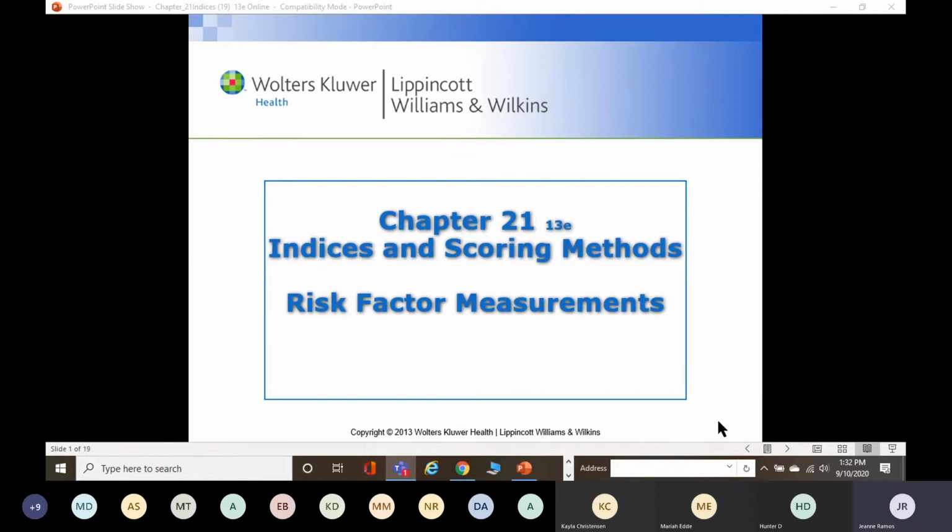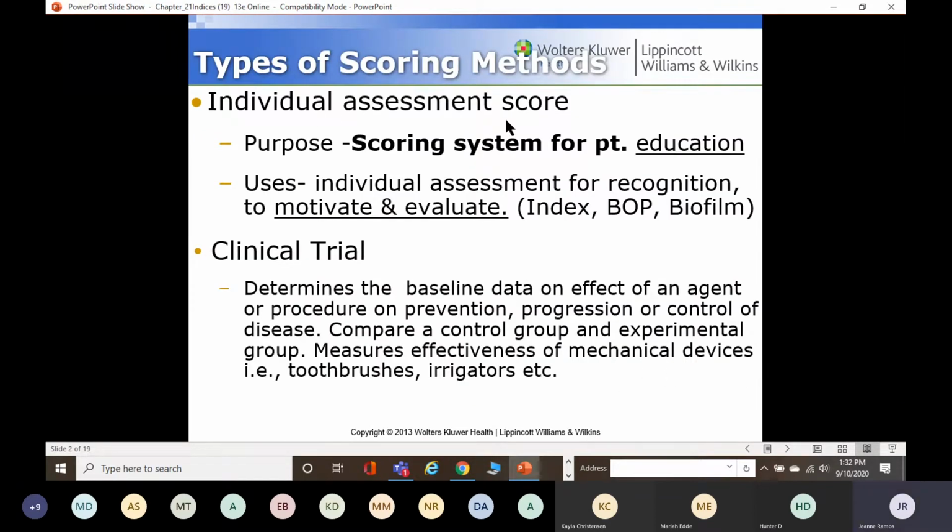All right. So I'm not going to go through this entire chapter. Let's say that I'm going to go through it pretty fast. There's some things that you need to know on here, but most of these different indices you're going to get in public health with Dr. Thurlow, and she goes over a lot of these, so I'm not that concerned about the majority of them at this particular time. So the individual assessment score, the scoring system, is for patient education.